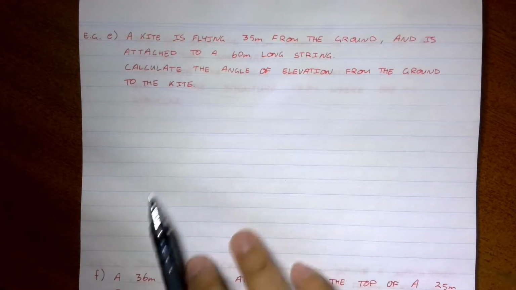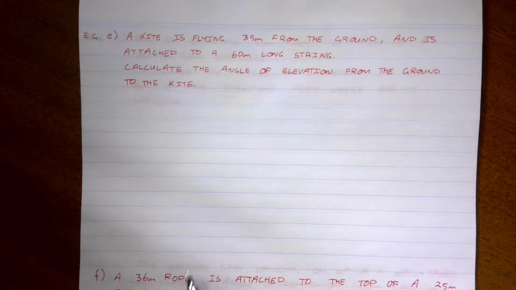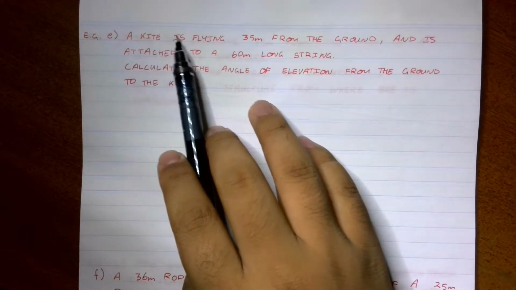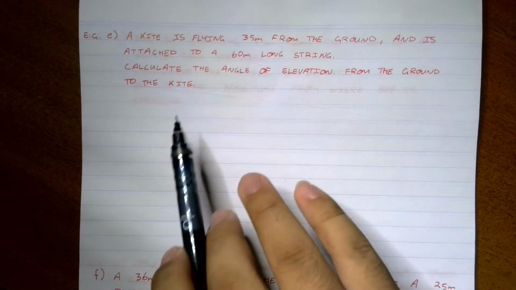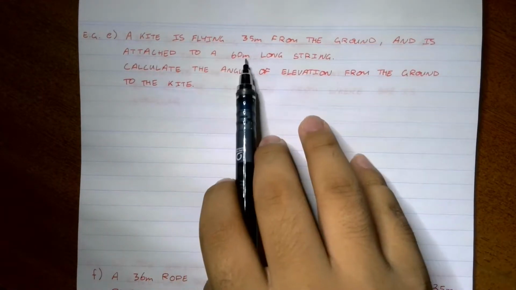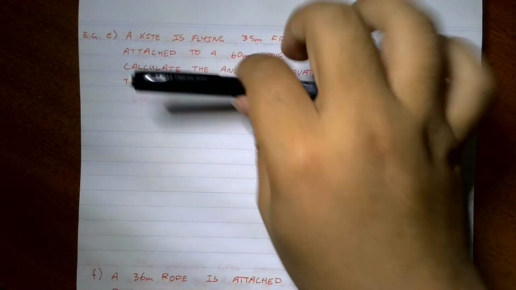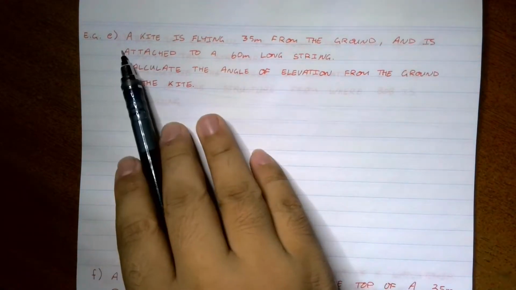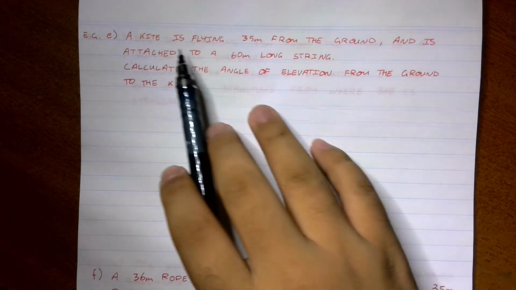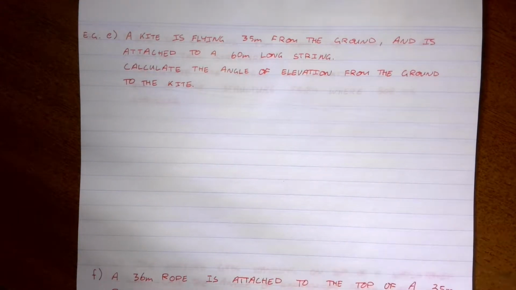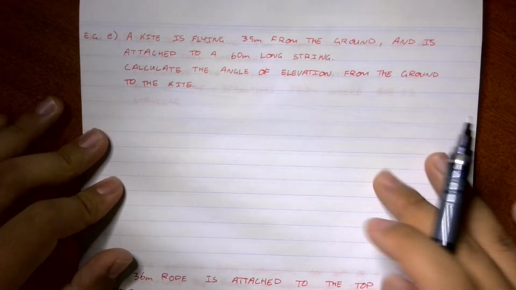As always, we need to make a drawing of some sort first. A kite is flying 35 meters from the ground and is attached to a 60-meter long string. Let's not worry too much yet about the second part of the question. So a kite is flying 35 meters from the ground.